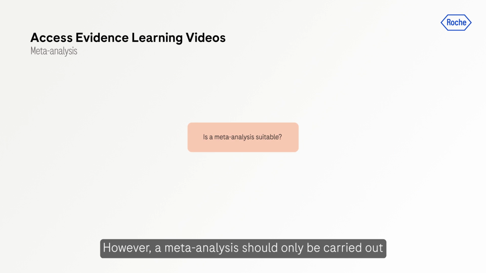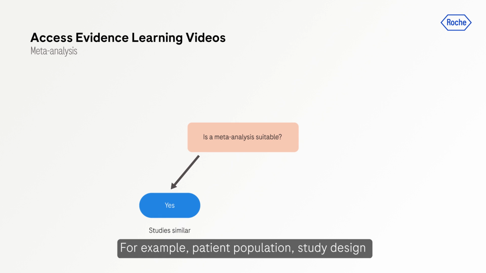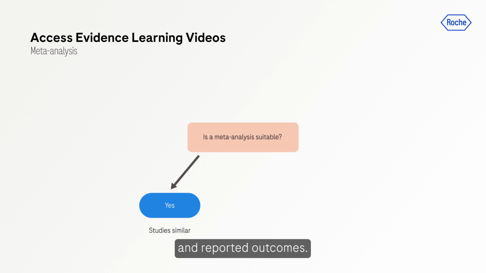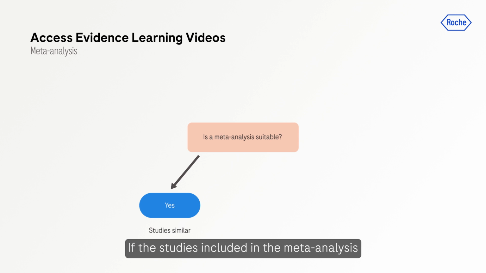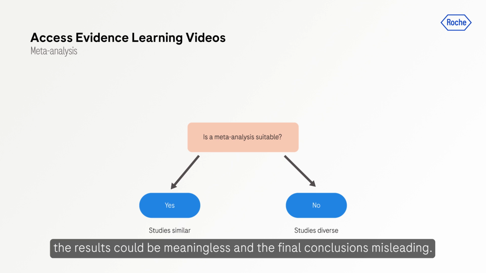However, a meta-analysis should only be carried out if studies are similar in their characteristics. For example, patient population, study design, and reported outcomes. If the studies included in a meta-analysis are clinically or methodologically diverse, the results could be meaningless and final conclusions misleading.